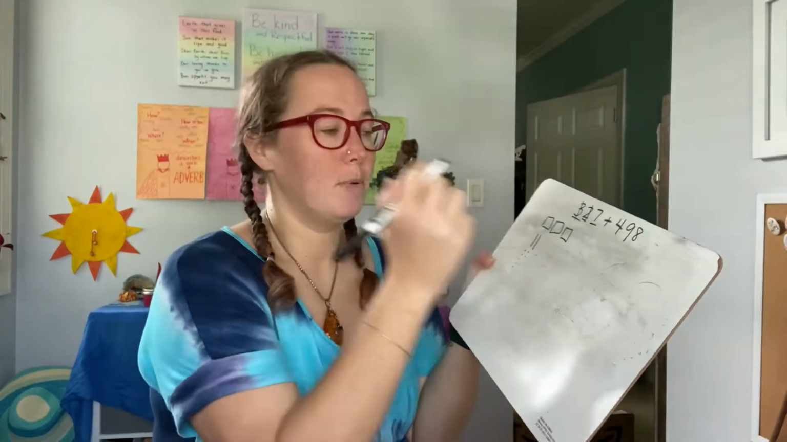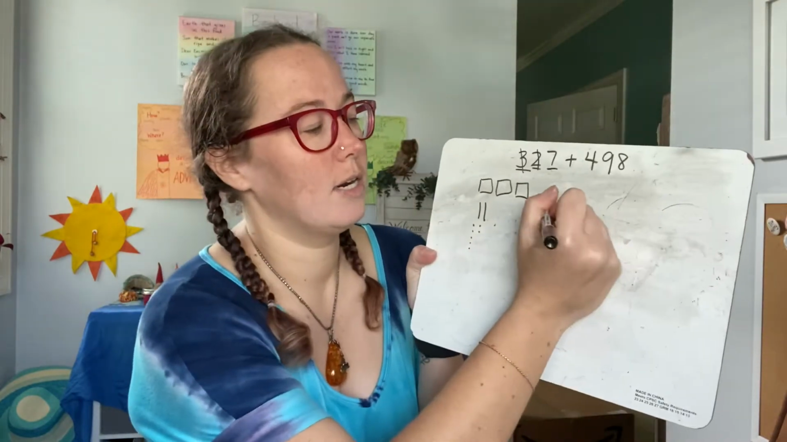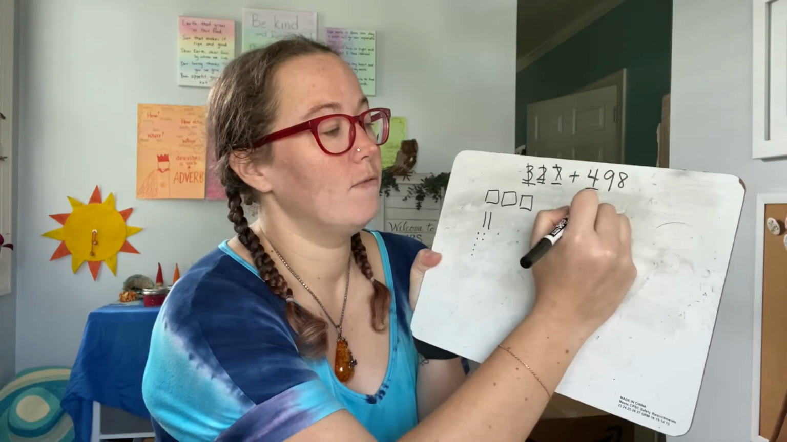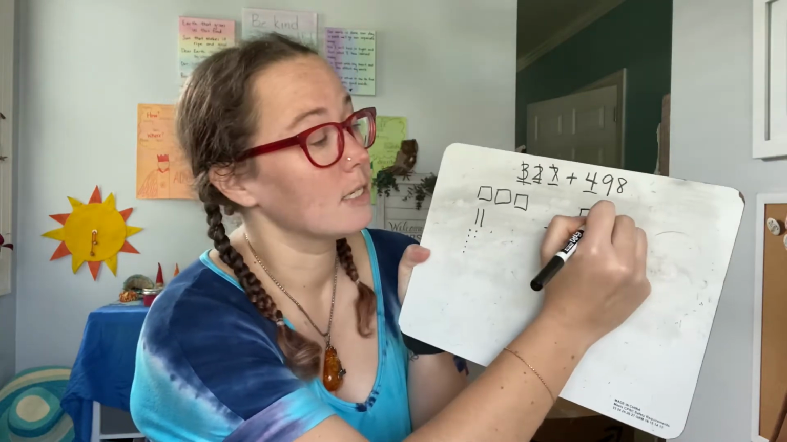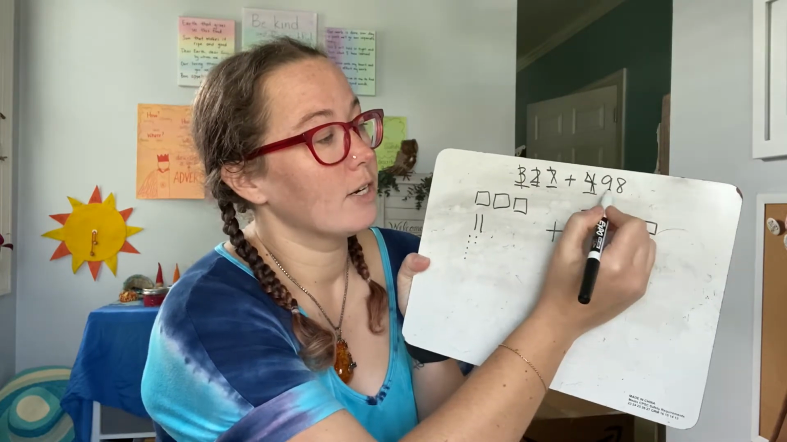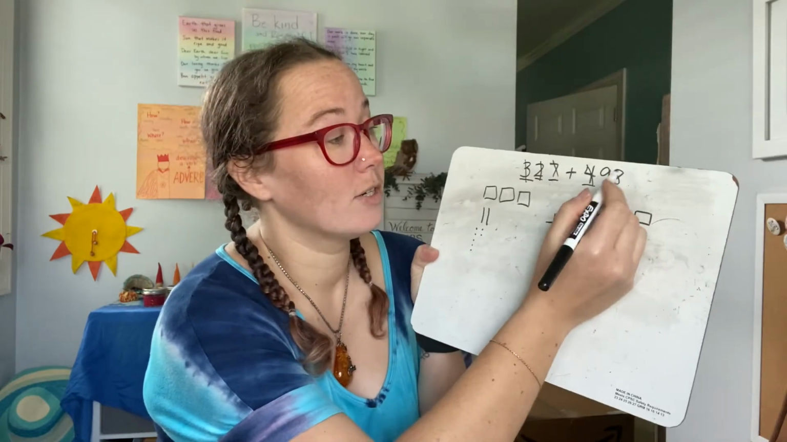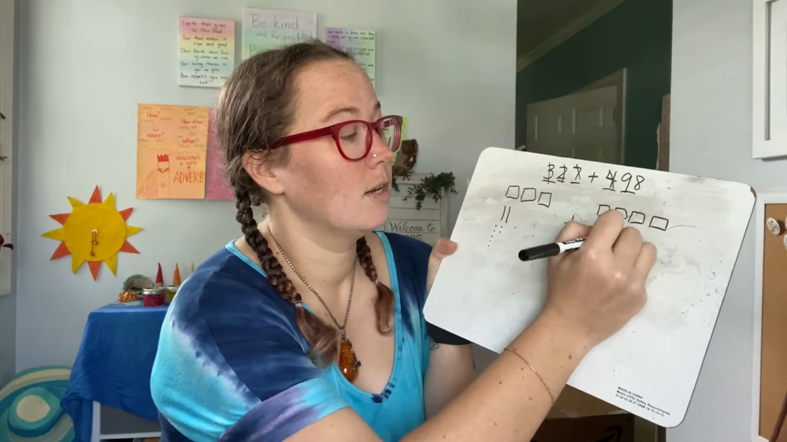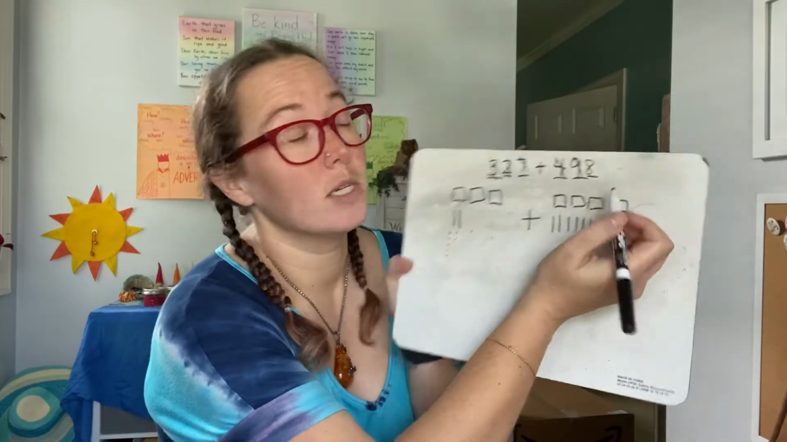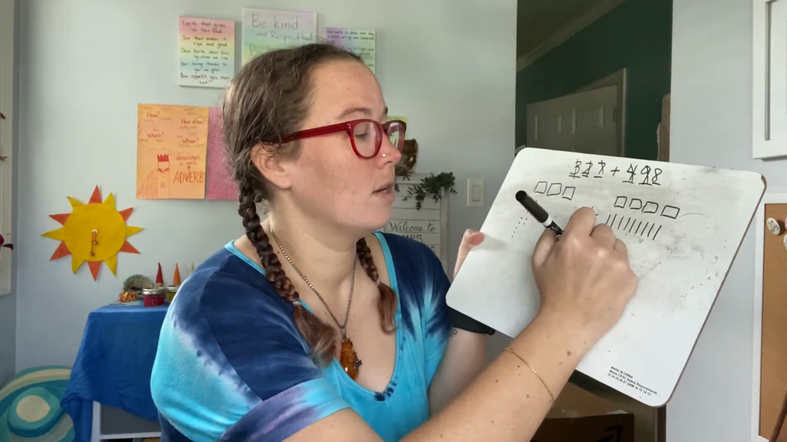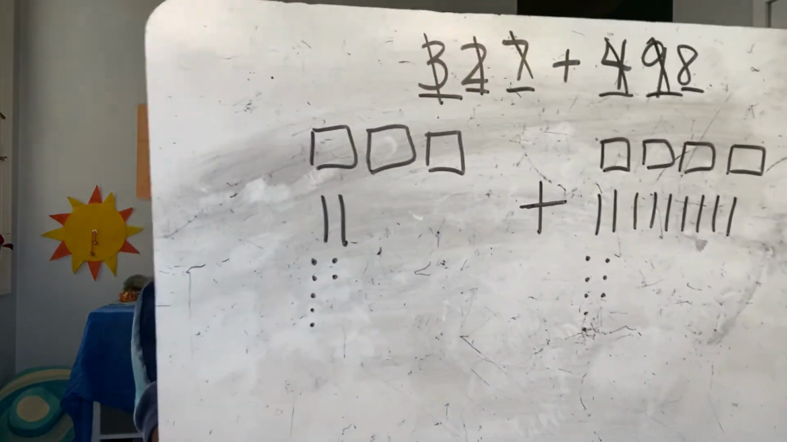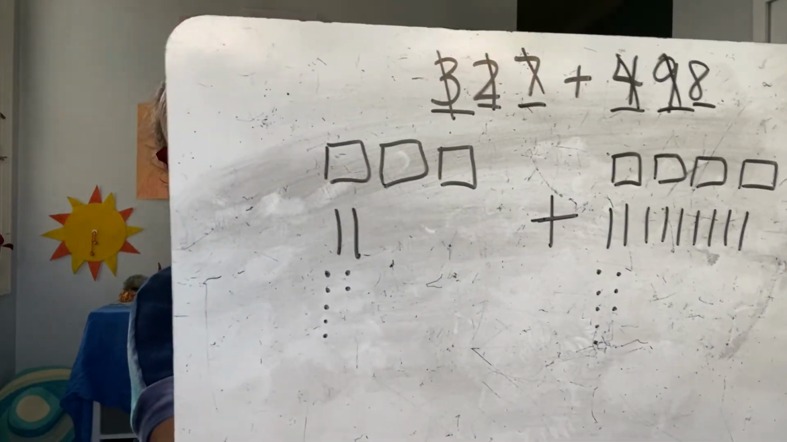Now, I'm going to put a big plus sign so that I know which side of the equation I'm on. And I'm going to take a look over here. So we have 400, so I'm going to draw 4 boxes. And then we're going to take a look at our tens. I have 9 tens over here, so I'm going to draw 9 sticks. All right, and then we have 8 ones, so I'm going to draw my 8 dots. So you can see I've got everything set up now. All right, so now we just need to add them together.